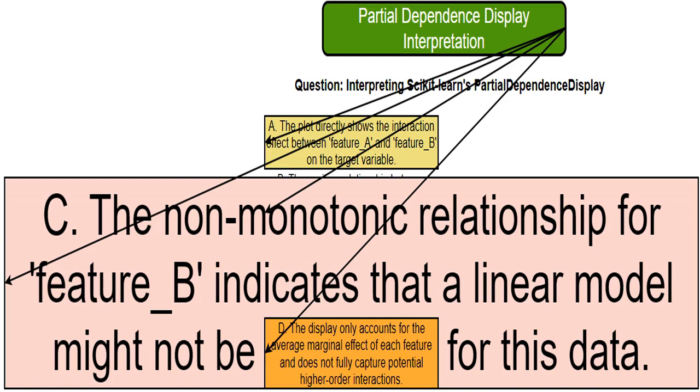It could go up, then down, then up again. This curve shows a nonlinear relationship which a simple linear model won't capture well. Think of it like this: a straight line can't fit a curvy road.